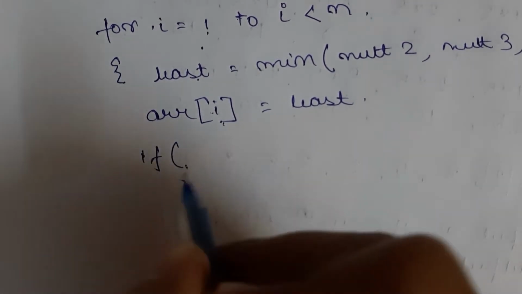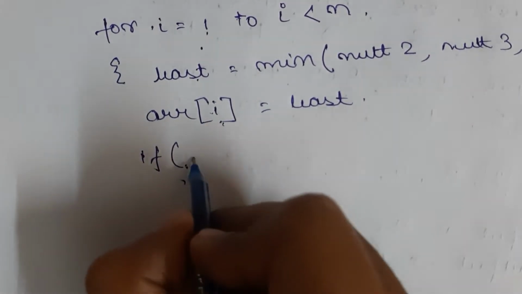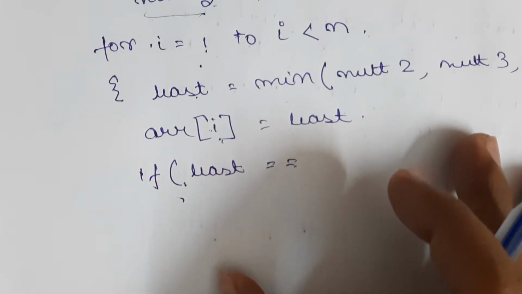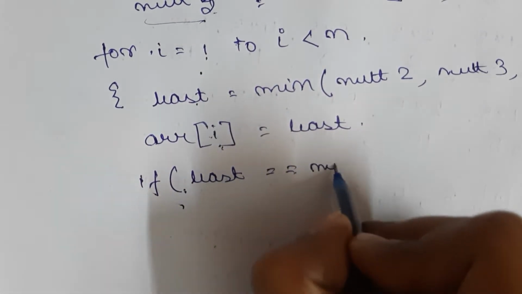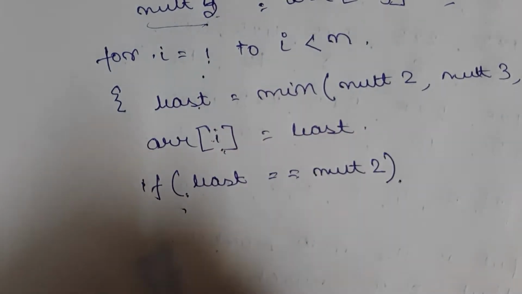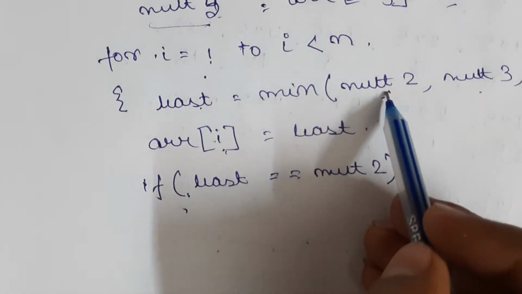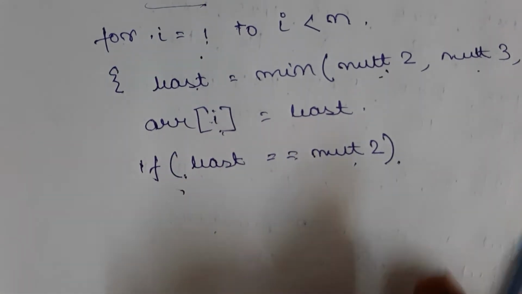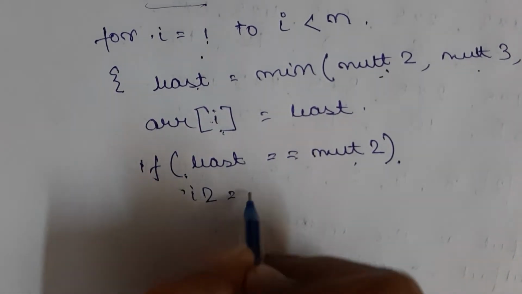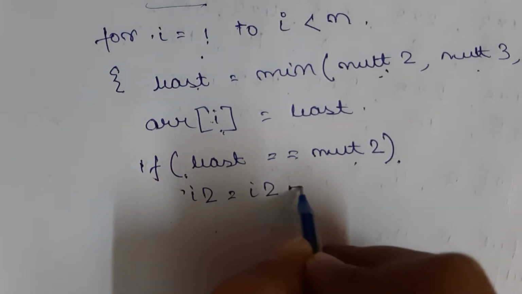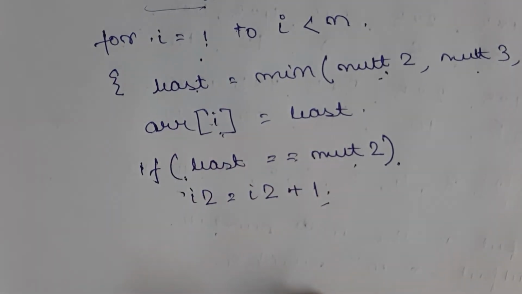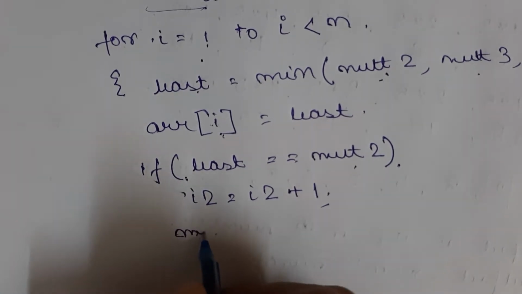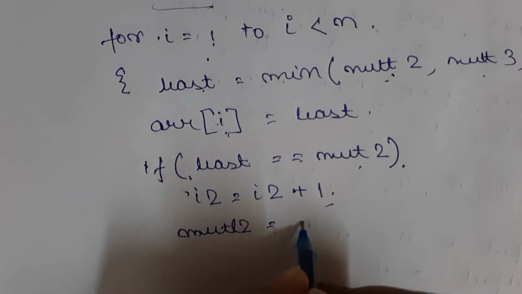Now if the least value is equal to the multiple of 2 value, meaning that among these three the least value we have got is the multiple of 2, then I have to increment the I2 value, and the multiple of 2 value will also be changed.